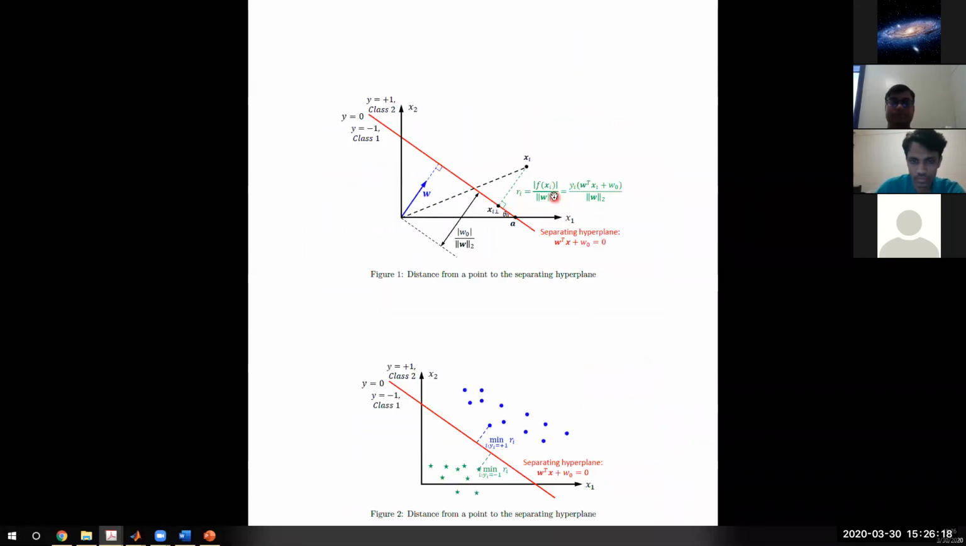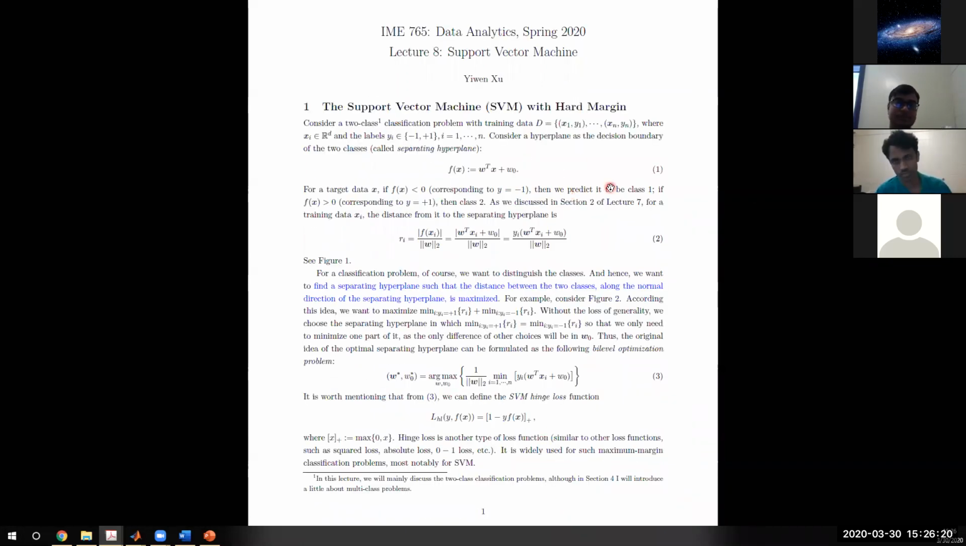So let's consider a two-class classification problem, still using the same notation. We label y as -1 for class 1 and +1 for class 2. Now we consider a hyperplane as the decision boundary. This hyperplane is called the separating hyperplane.